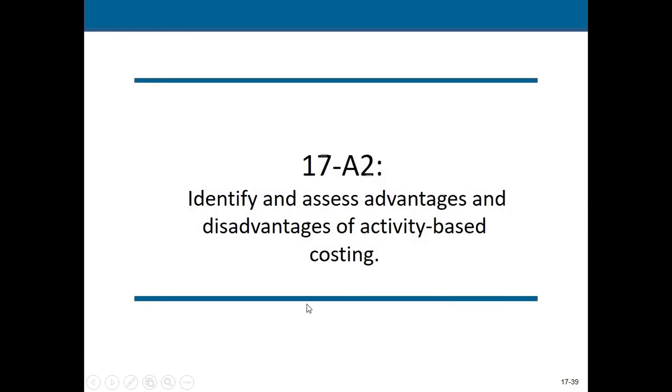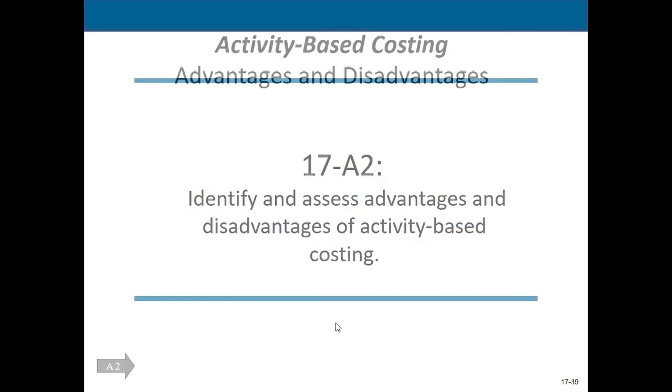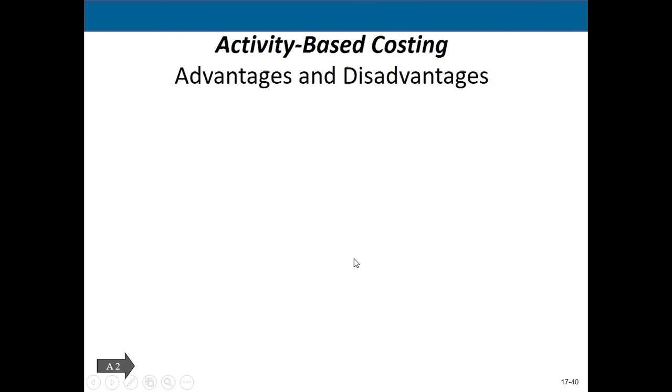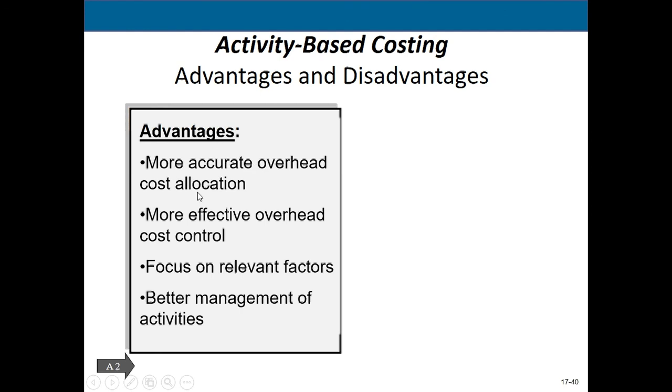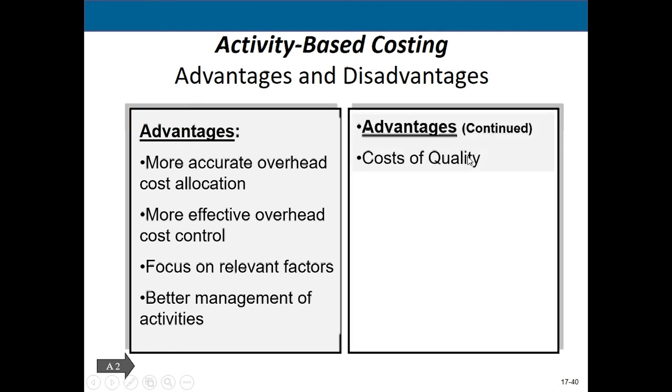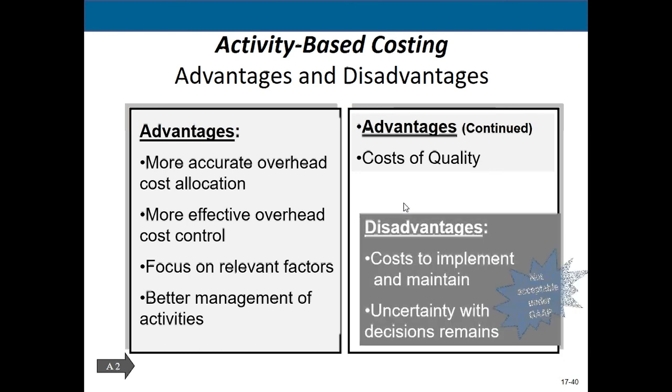All right, let's just talk about advantages and disadvantages of activity-based costing. I'm going to think that first and foremost, it's probably more difficult. That's going to be a disadvantage. On the advantage side, it's more accurate. It's more effective overhead cost control. I can split out and see exactly what each activity is doing. I can focus on relevant factors. I have better management of activities. And look, it even continues. It shows me the cost of quality because I can really break it down in a much more detailed fashion. But the disadvantages, not nearly as many.